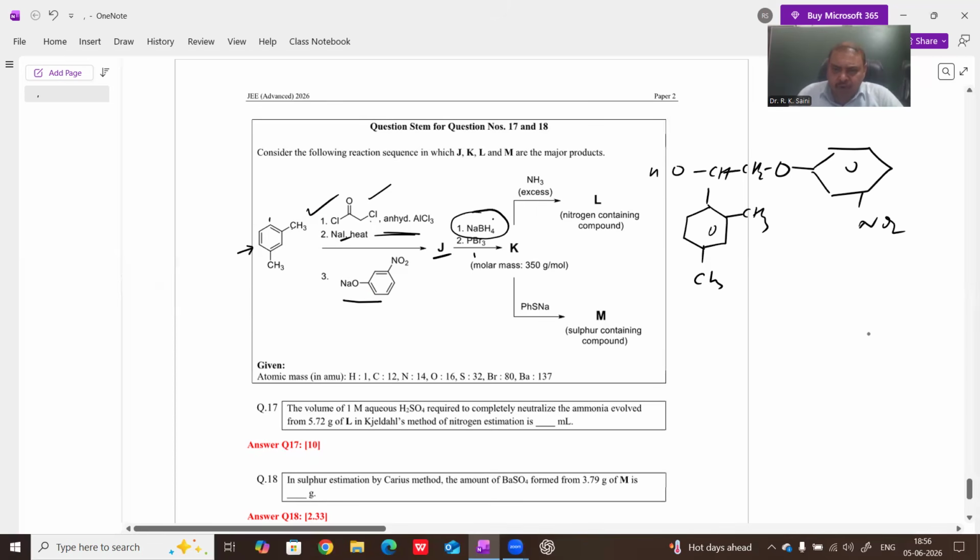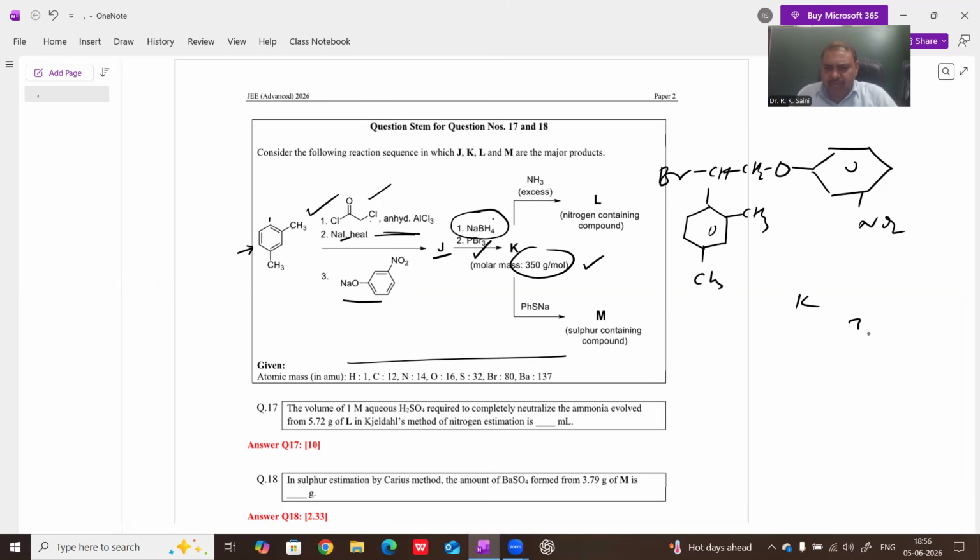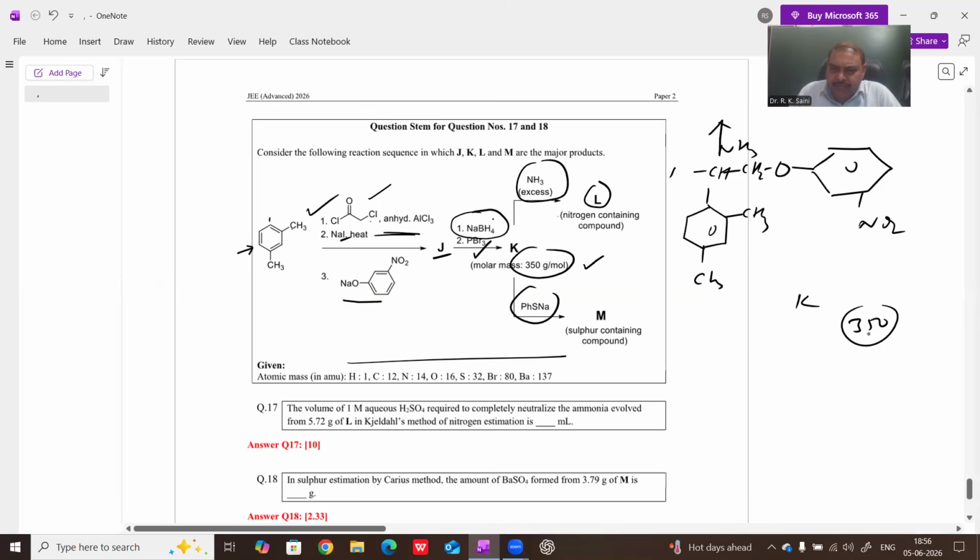By PBr3, the OH is replaced by Br. This product is K, and its molar mass is 350. Check its molar mass with the help of atomic numbers. Now, an SN reaction takes place during the formation of L as well as M. In the reaction with ammonia, the halogen is replaced by NH2. Therefore, in product L, Br is replaced by NH2. In product M, the halogen is replaced by thiophenol. These are L and M.